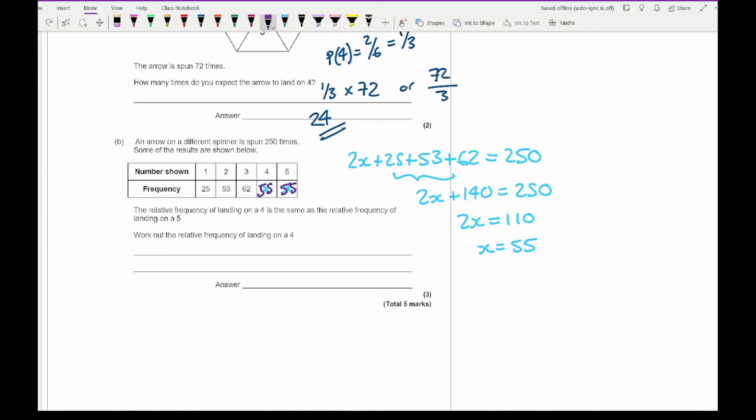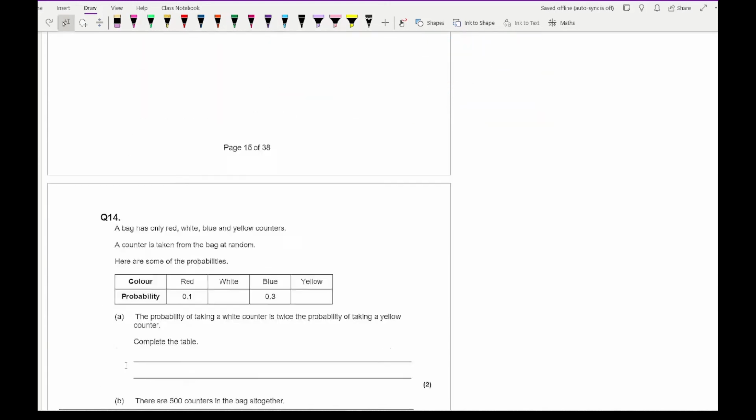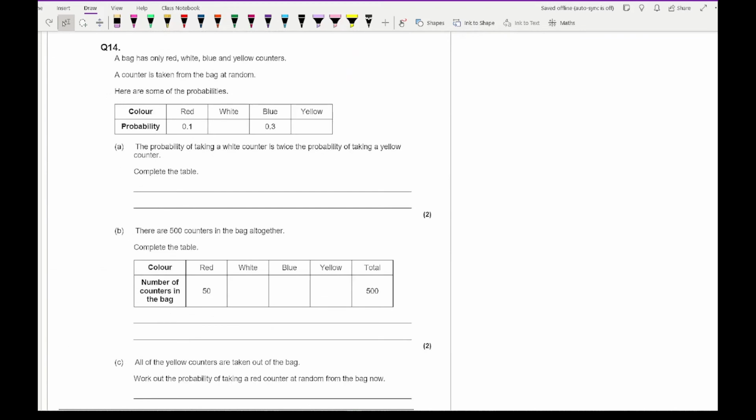So what's the relative frequency of landing on a 4? Well, it's going to be 55 over 250, which simplifies to give me 11/50. Then moving over to question 14, it says the bag has only red, white, blue and yellow counters. A counter is taken from the bag at random. The probability of taking a white counter is twice the probability of taking a yellow counter. We need to complete the table.